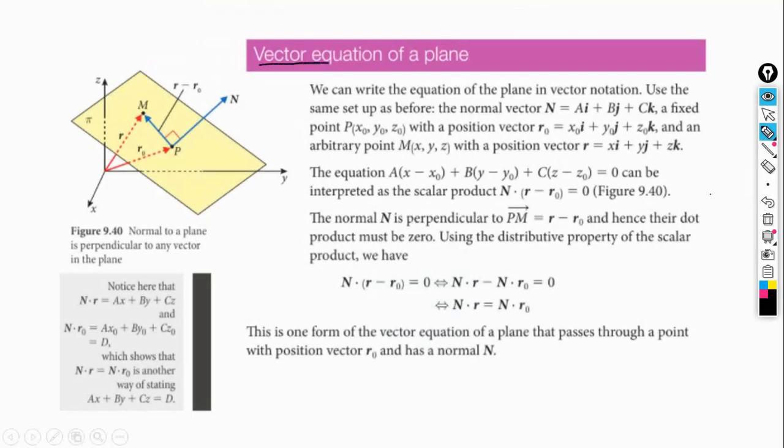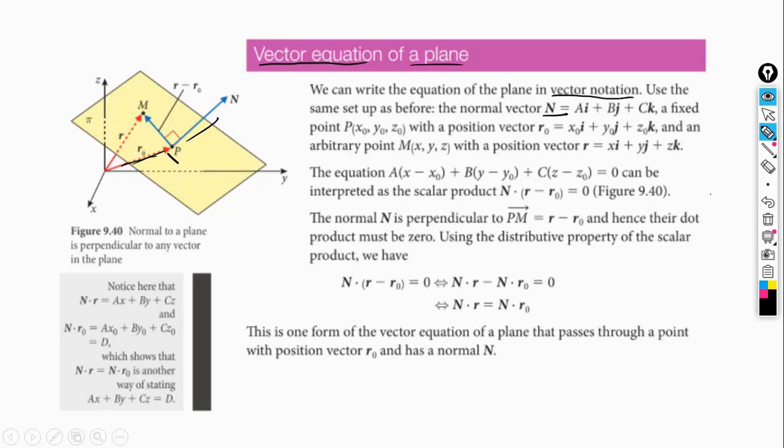So next we have the vector equation of a plane. We can write the equation of the plane in vector notation. We use the same setup as before. So we have the normal vector n, which we can see here, a fixed point P, which we see here, with a position vector r sub 0. So this would be the position vector for P.